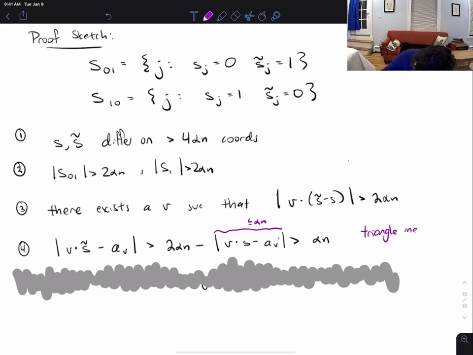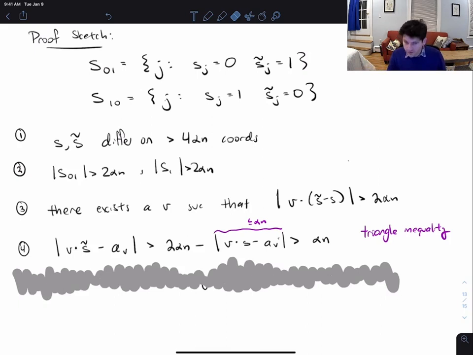If you don't see it, it might be worth just working out. But this is just a way of expressing the picture I drew on the line. So it says that the error of v dot s tilde with respect to a sub v is equal to the actual difference between v dot s tilde and v dot s, and the difference between the v dot s and the a sub v. Okay, sorry, it's easier if you draw a picture.